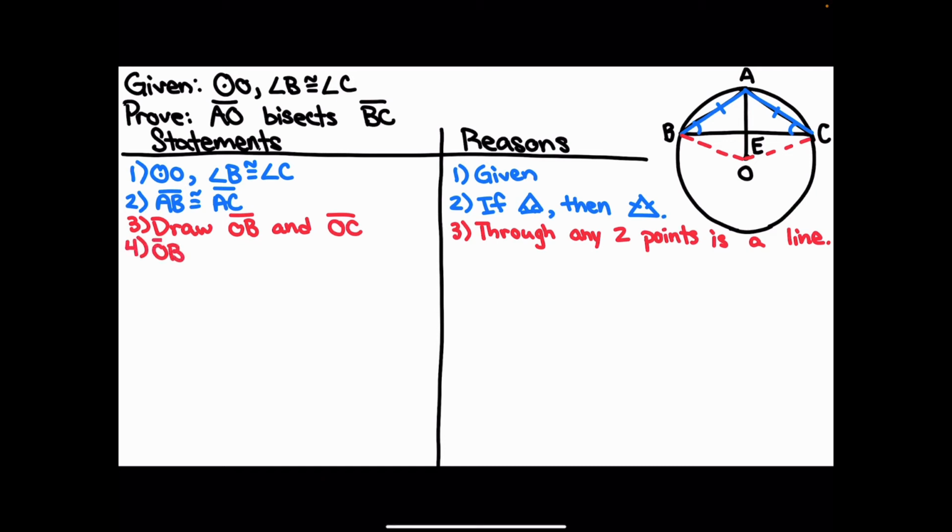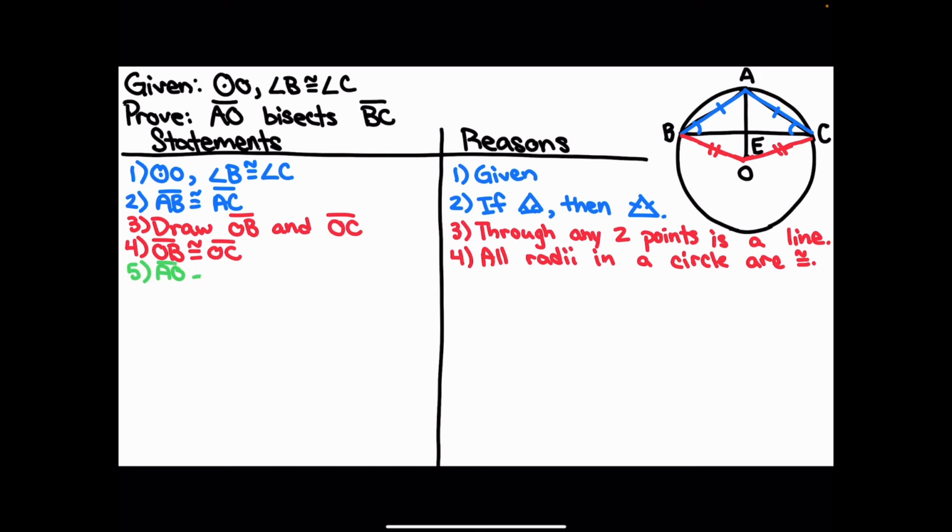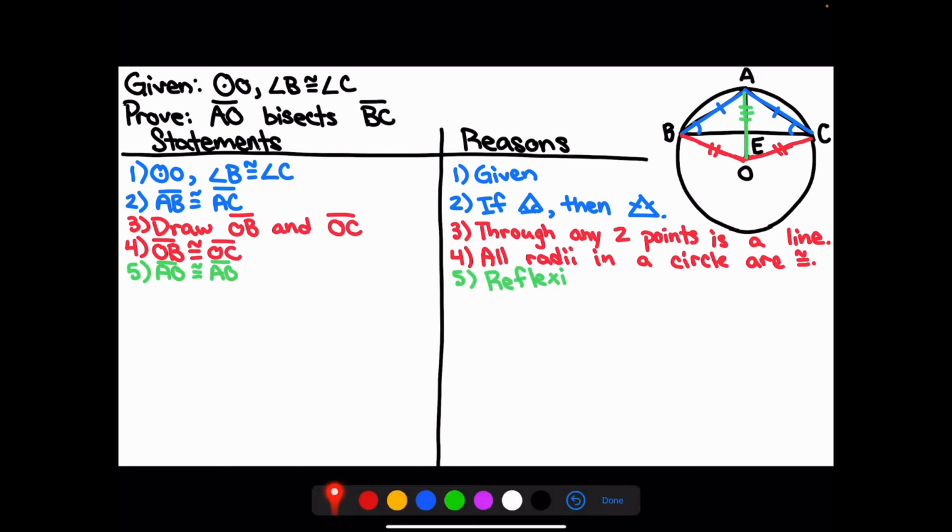From here, I can say that OB is congruent to OC because we know that all radii in a circle are congruent. And if all radii in a circle are congruent, then OB and OC should be the same. Now, I should be able to say that AO is congruent to itself, and that would, of course, be by the reflexive property. Anytime that something's congruent to itself, it'll always be by the reflexive property.